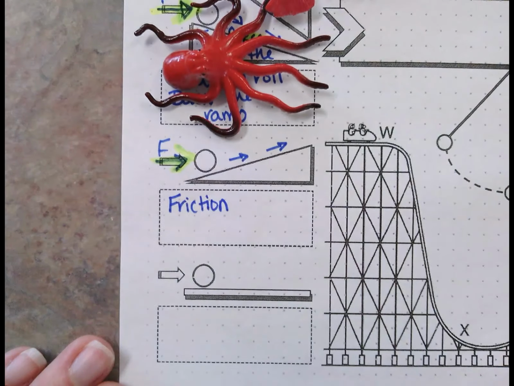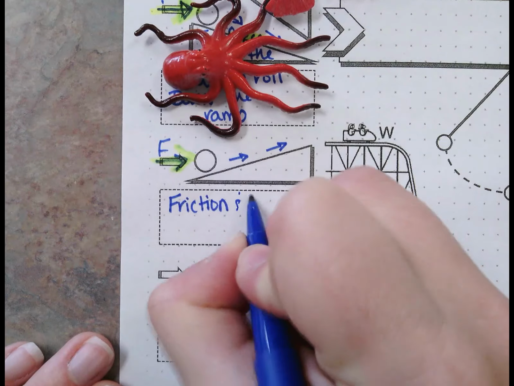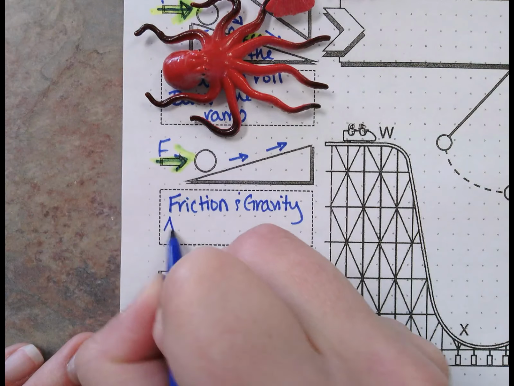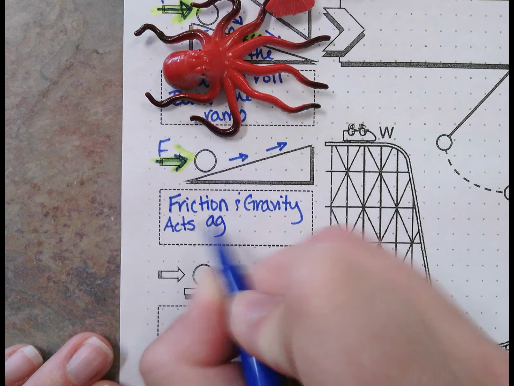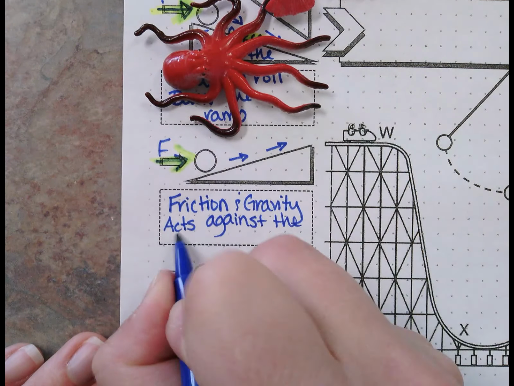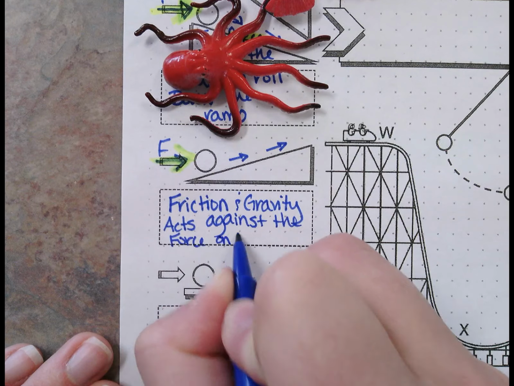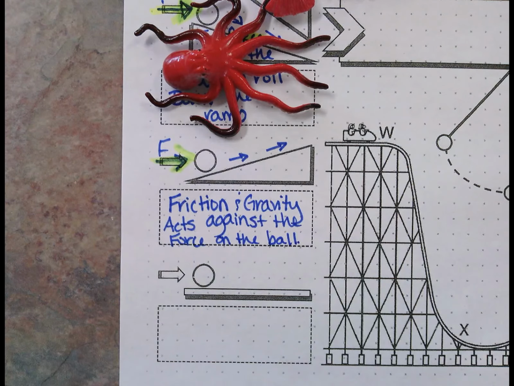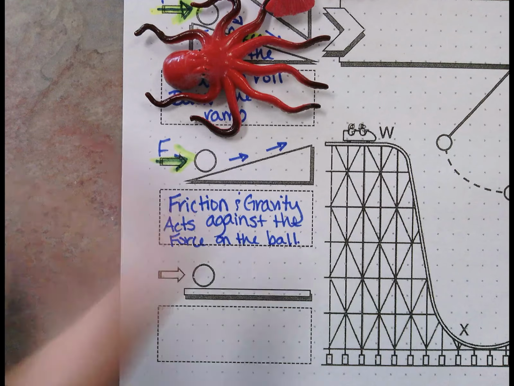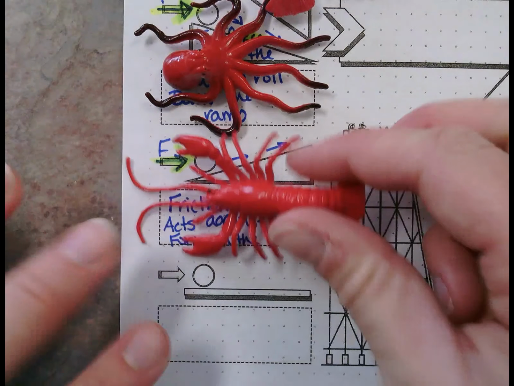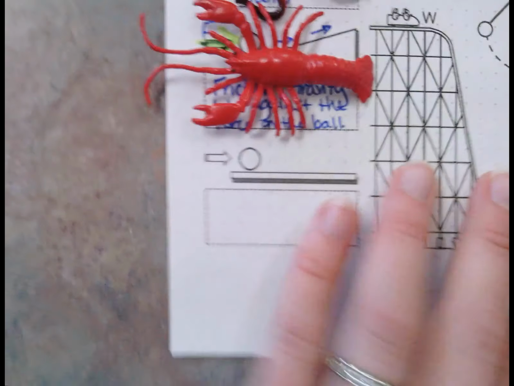So friction, that kind of invisible force, and gravity act against the force on the ball, which is obviously why the ball does not roll uphill nearly as fast as, let's say these are equal forces. The ball is going to accelerate much faster going down the ramp than it is up it because there's not a force against it. Friction and gravity are not working against it. Gravity is actually going to be helping it.